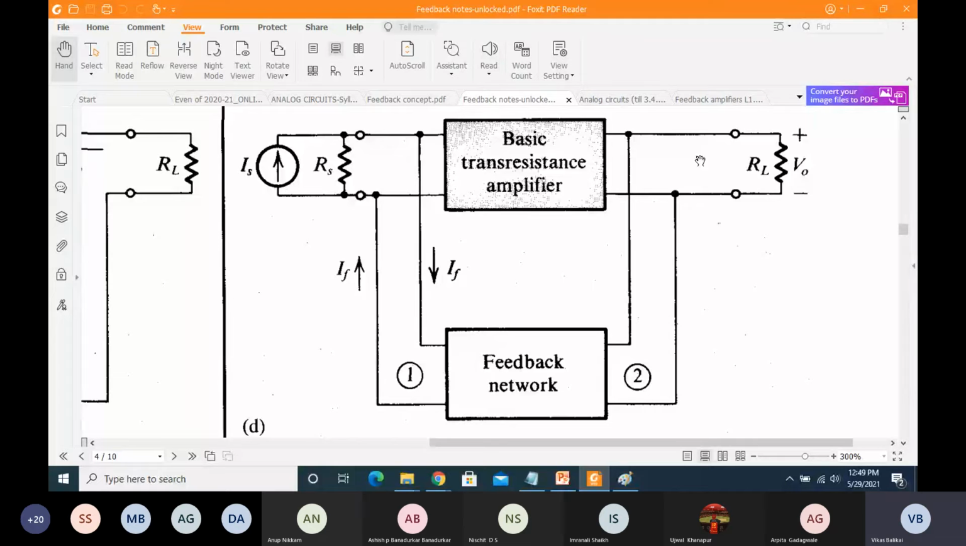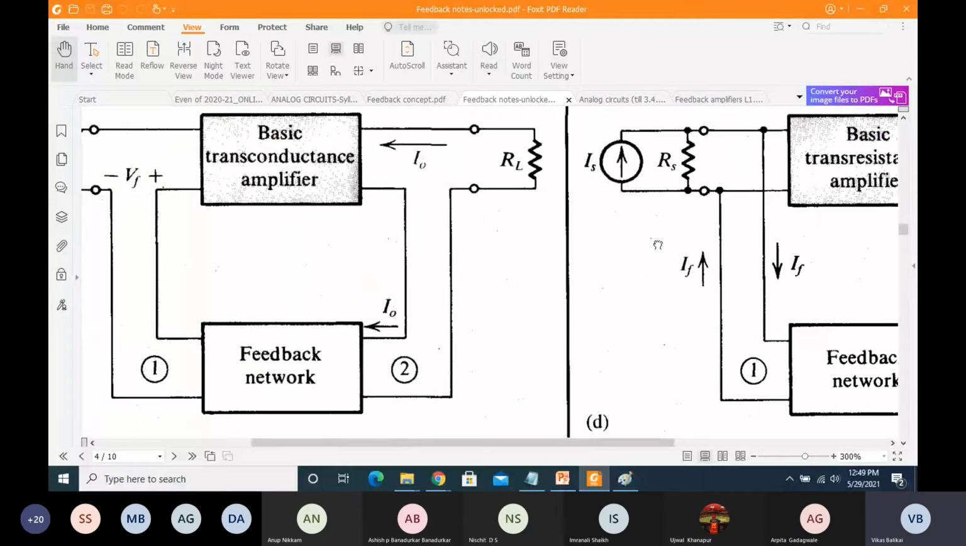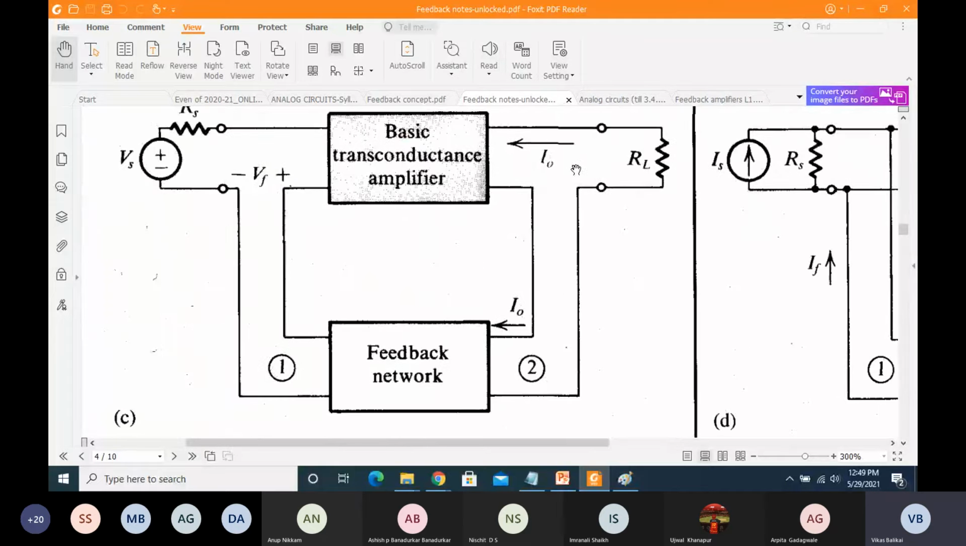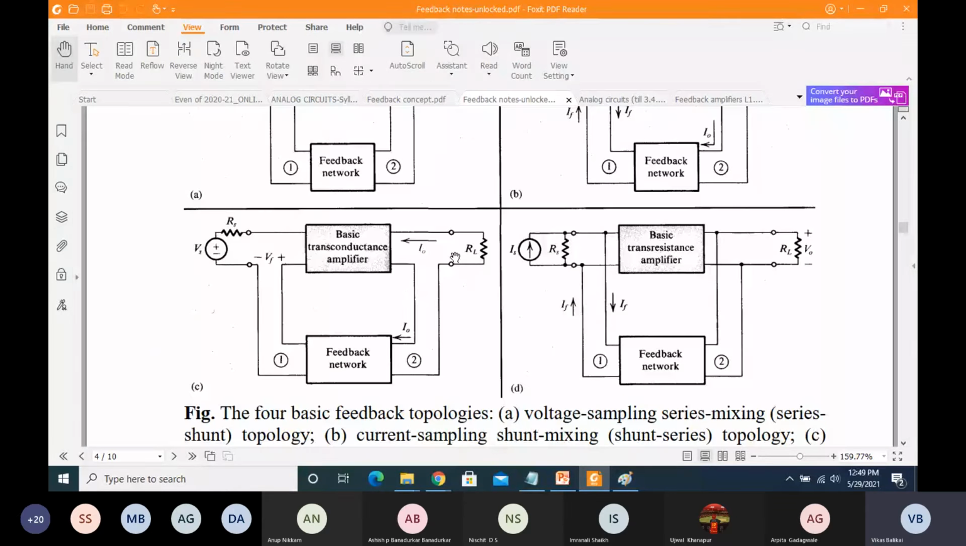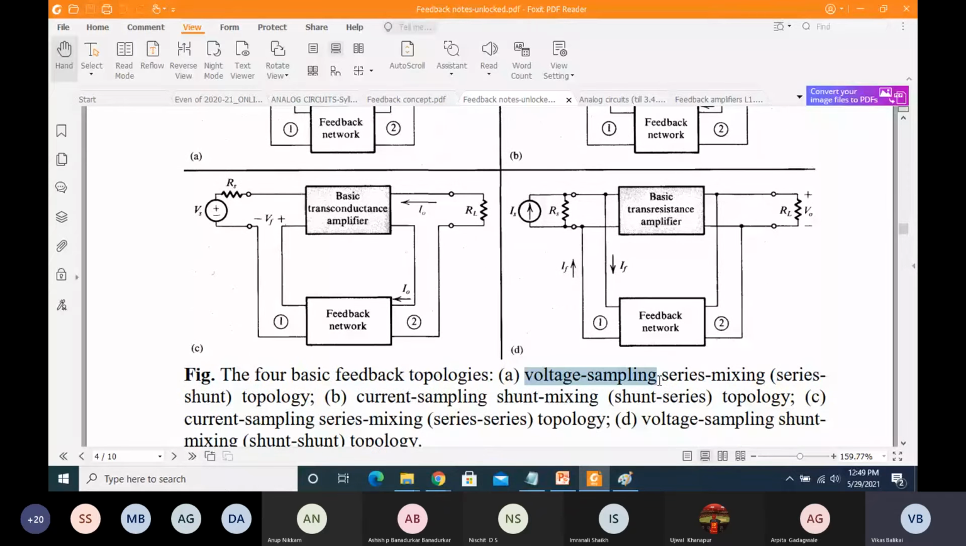And if there is the reverse of this, where input is voltage and output is current, I call it a transconductance amplifier. So this is how I can categorize four different amplifiers. Now, as you can see in the bottom line, it is also called by the name voltage sampling series mixing. Voltage sampling series mixing.